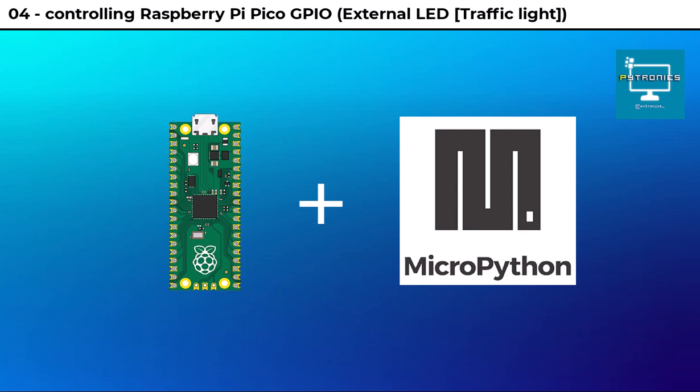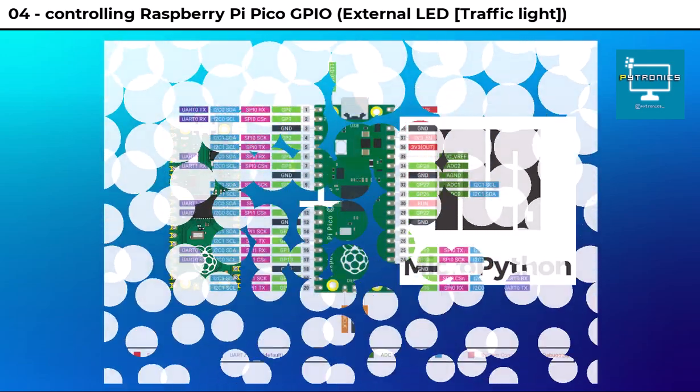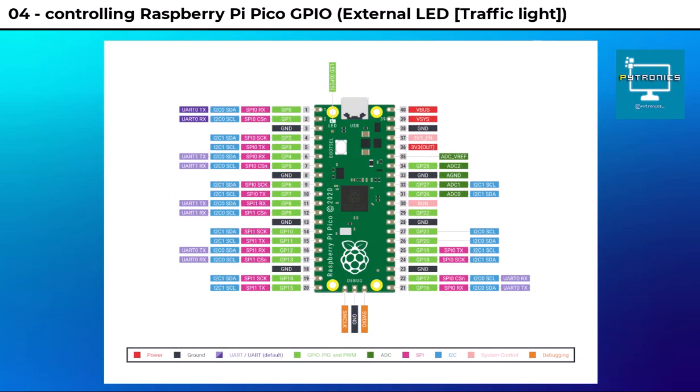In the previous tutorials we explained how to install the Thonny application and prepare the Pico to be programmed with the MicroPython language. Today we will start controlling the GPIO of the Pico, which are the input and output ports of the Pico. The Pico has 26 multifunction GPIO pins, which can be either input or output, depending on the project we build.